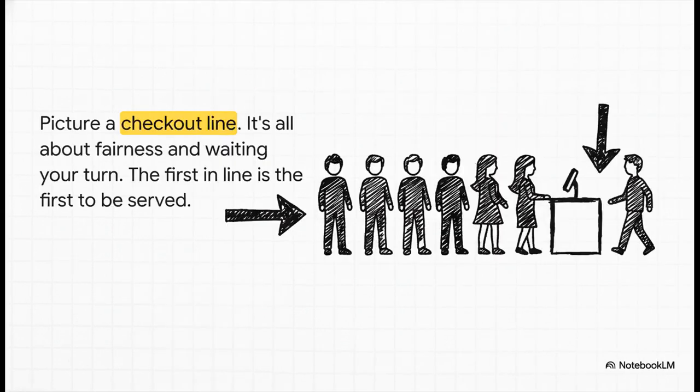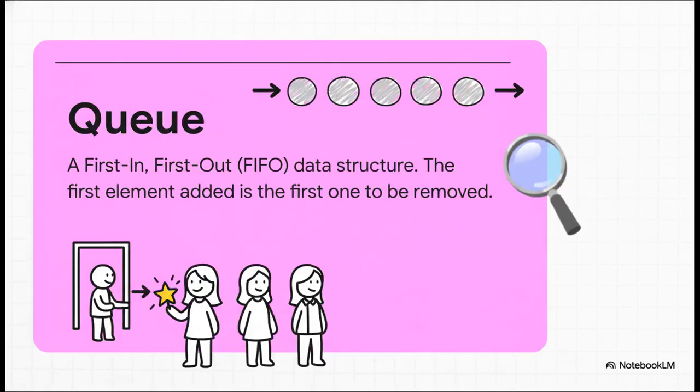Now let's shift gears and talk about our next one, the queue. So ditch the plates for a second and instead picture yourself waiting in line at the grocery store. It's all about fairness, right? First come, first served. And this, of course, is the perfect example of FIFO. First in, first out. The first person who gets in that line is the first person who gets to check out. In our code, this just means the very first thing you add to a queue is going to be the very first thing you process. It keeps everything in order.